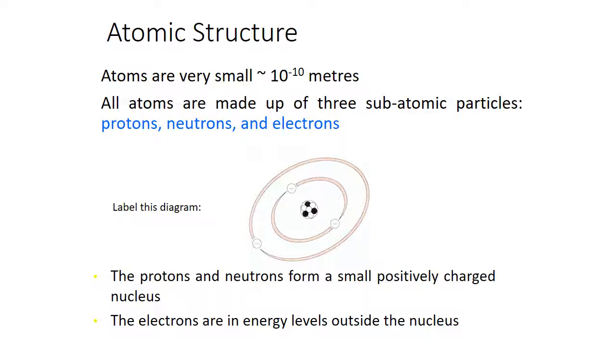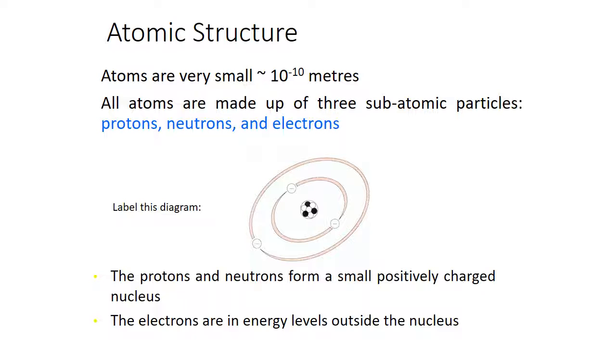Okay, so let's now look at some basic atomic structure. Atoms, you should know, are very small, about 10 to the minus 10 meters or 10 nanometers. All atoms are made up of three subatomic particles: protons, neutrons, and electrons. So pause the video now and see if you can label the following diagram with protons, neutrons, and electrons.